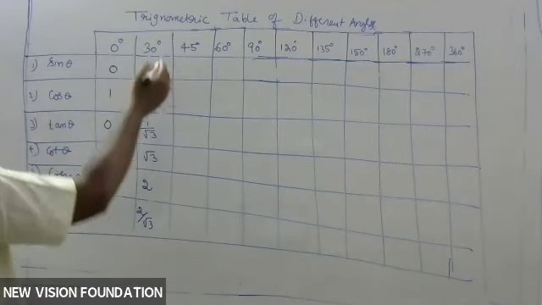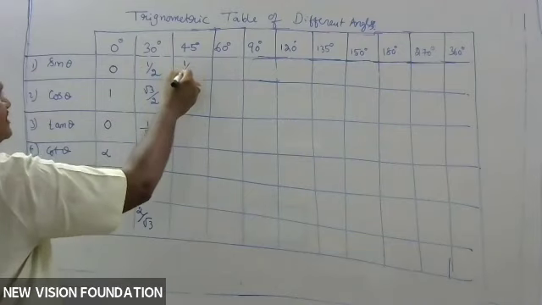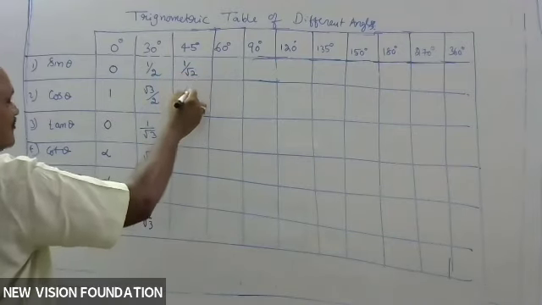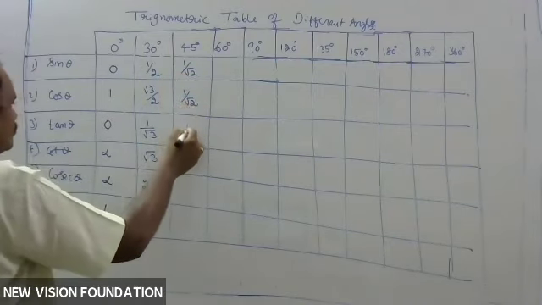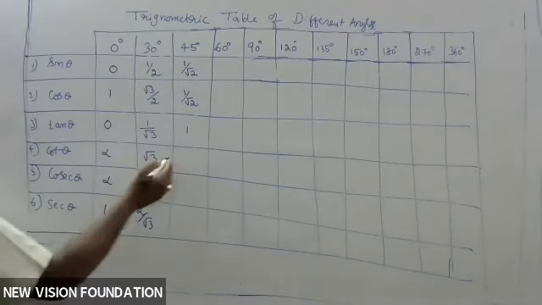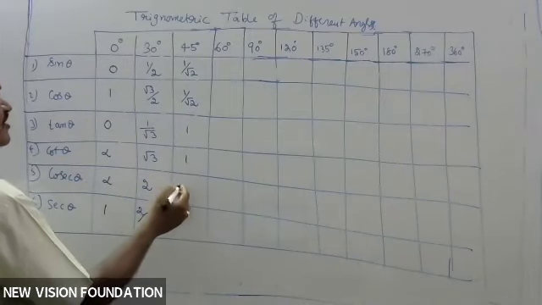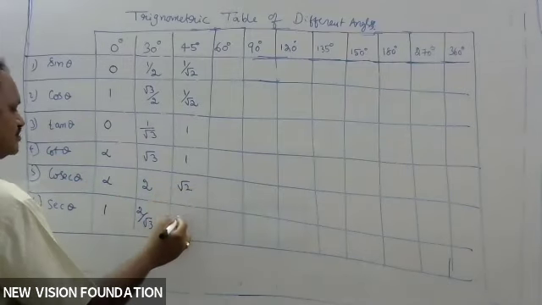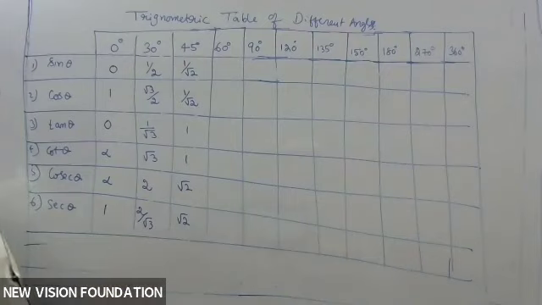Similarly, in the case of 45 degrees, sine 45 degrees is nothing but 1 by root 2. Cos 45 degrees is nothing but 1 by root 2. Tan 45 is sine 45 by cos 45, which is 1, and cot 45 is also 1. Secant 45 degrees is root 2 and cosecant 45 degrees is root 2. This way we are going to get these values.